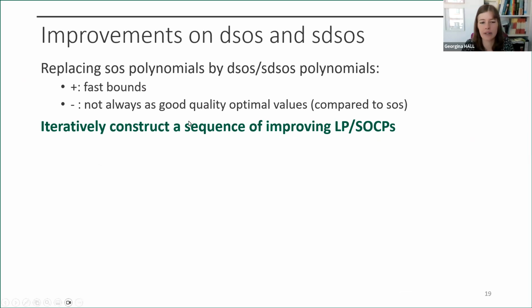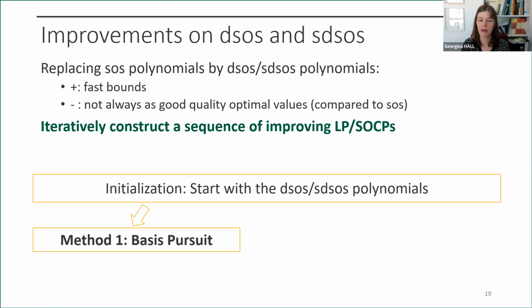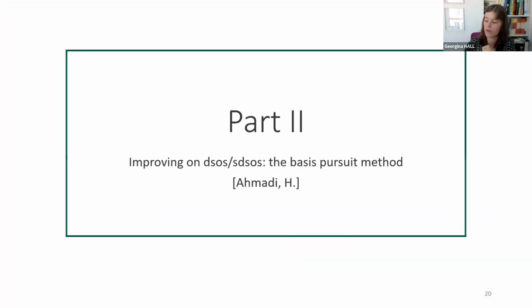So we're going to be iteratively constructing a sequence of improving LPs and SOCPs. So the process is always the same. We start with DSOS polynomials as our initial problem that we solve. And then we improve on them using one of two methods, and I'm going to describe both methods. So the first method is the basis pursuit method. The second method is the column generation method. So let me start first with the basis pursuit method.